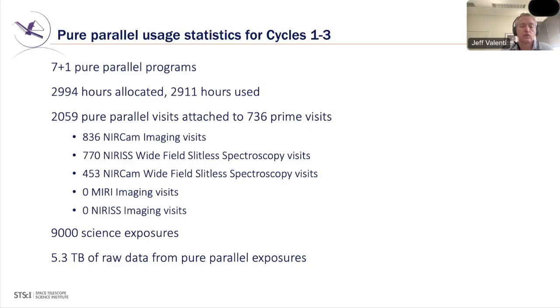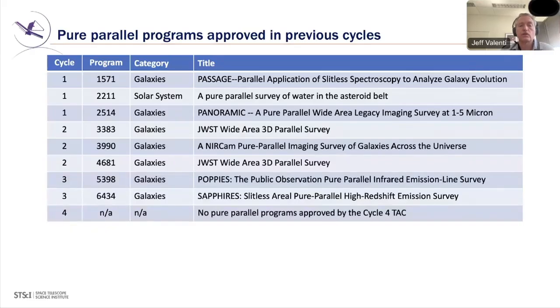9,000 total exposures and 5 terabytes of raw data. Okay, so for reference, here are the pure parallel programs that were approved in previous cycles. The program numbers can be handy if you want to, in APT, load their program to see what it looks like, or if you want to go to the archive and see what the data looks like.